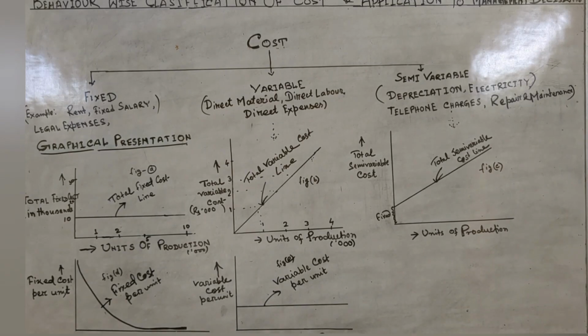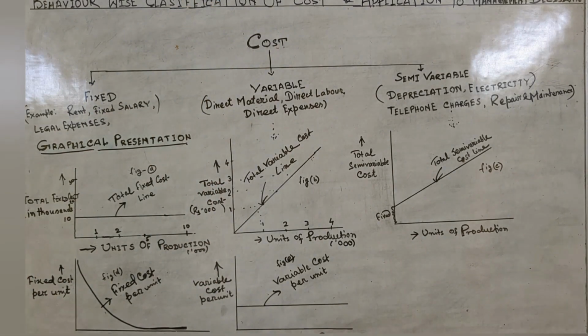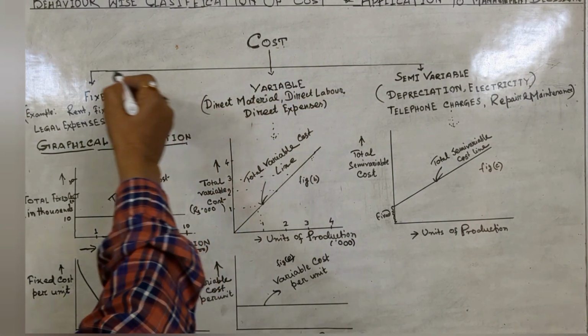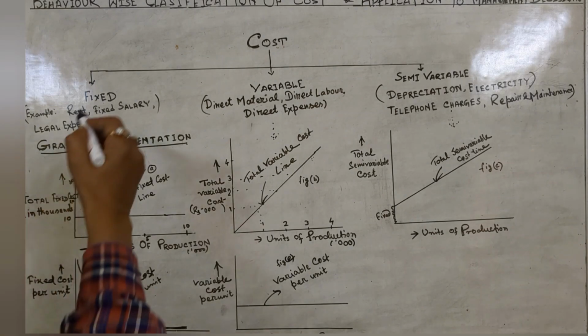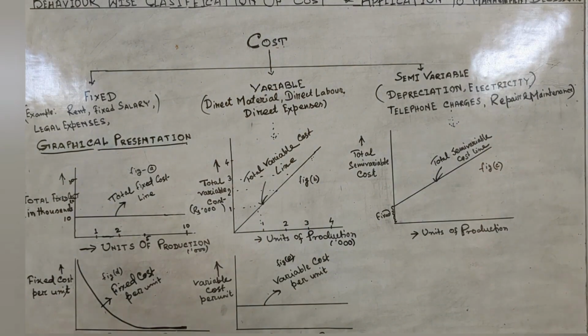Today we are going to discuss behavior-wise classification of cost and application to management decisions. So, first, classification of cost. In this case, we are discussing on the basis of behavior of cost. What behavior? Behavior means cost can be classified as fixed cost, variable cost, and semi-variable cost.